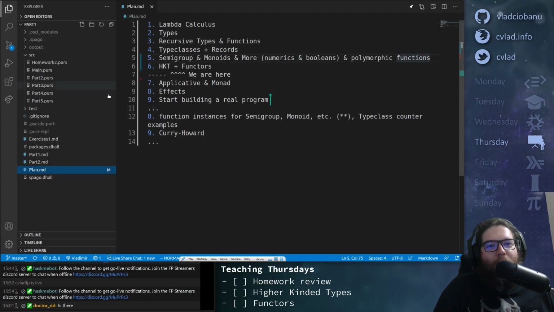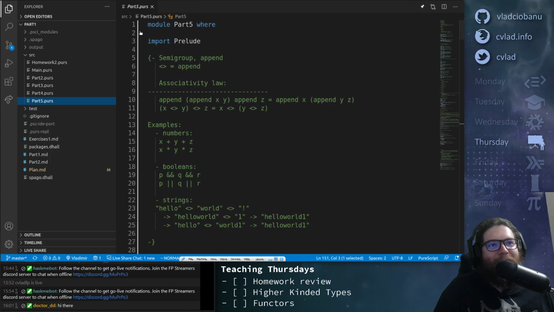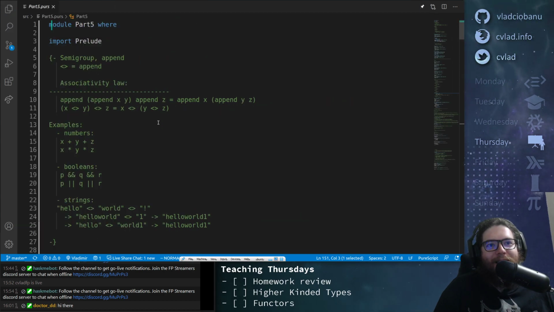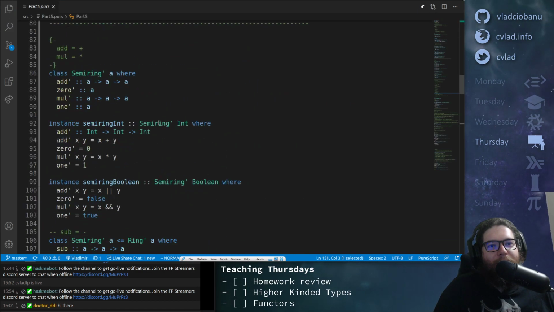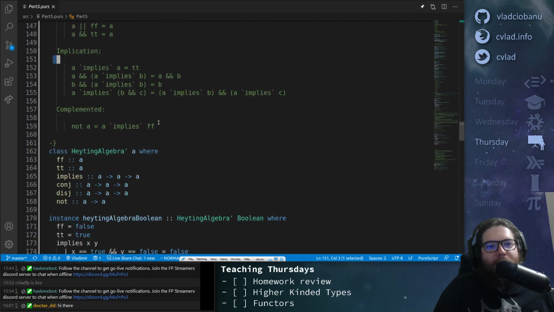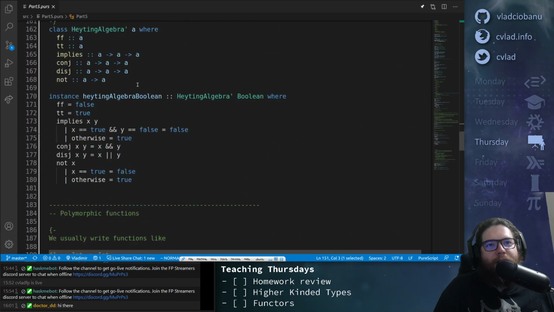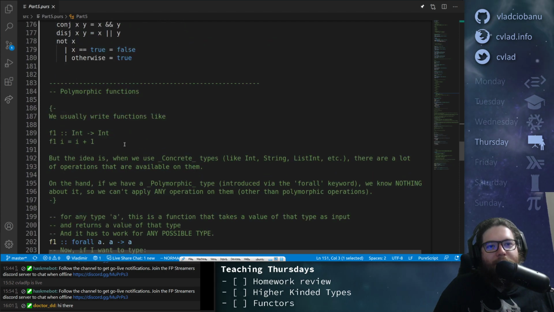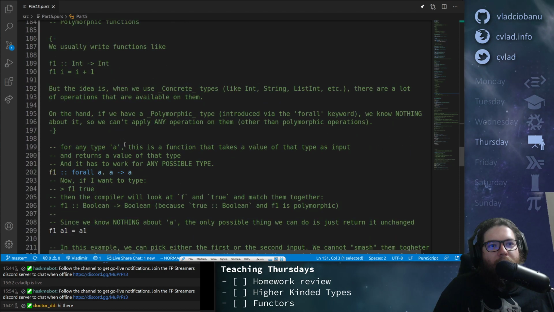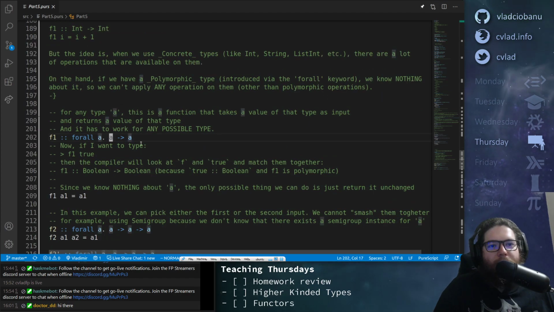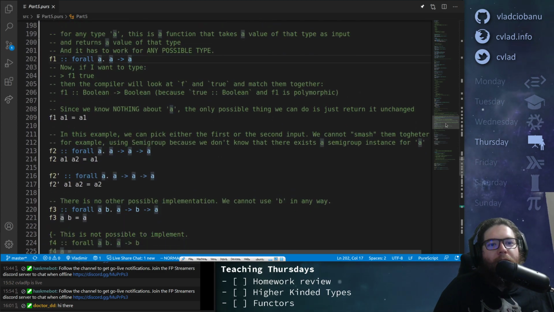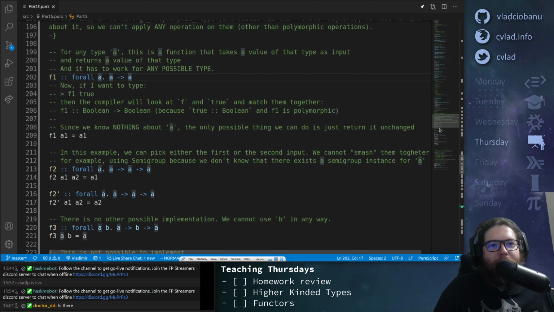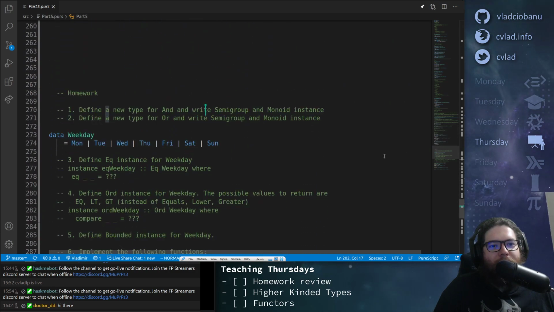So there's some homework, right? Yes, there is. Give me one second, please. Let me open the file. Usually the homework is at the end of the previous lesson, right? Never mind, these are not homework. These are explanations, and then the homework is here.